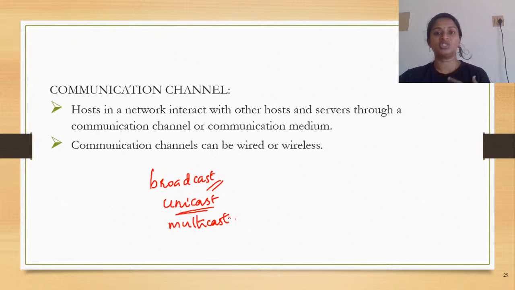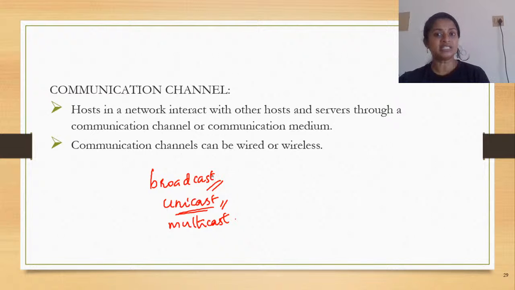Whenever the information sent from the main system is getting broadcasted, is reaching all the other participating entities in the network, we call it by the name broadcast. When you're only aiming at a destination device and the source is only trying to communicate with the destination device, we call it by the name unicast.